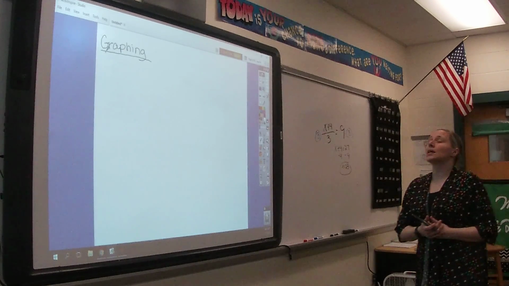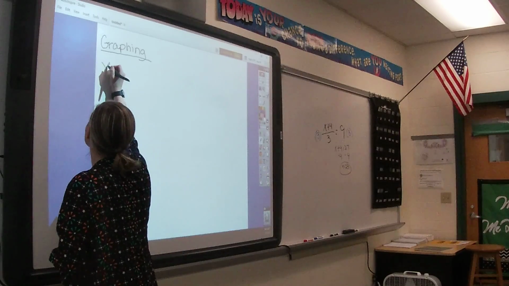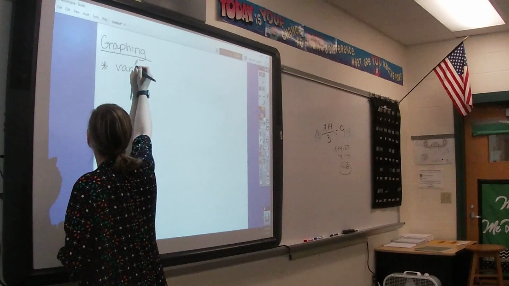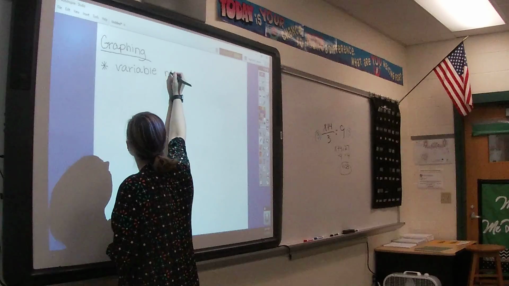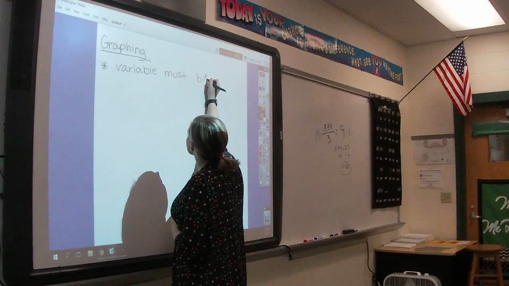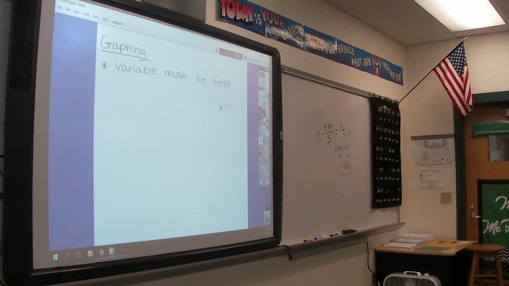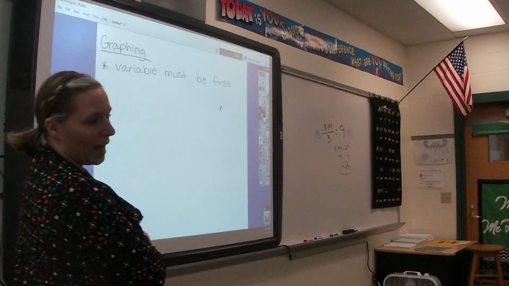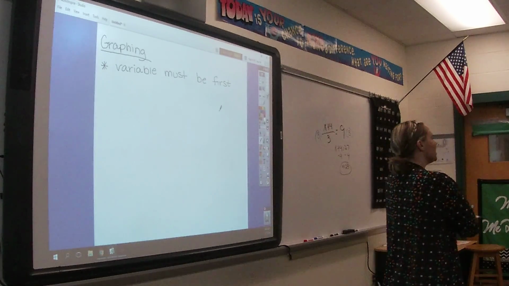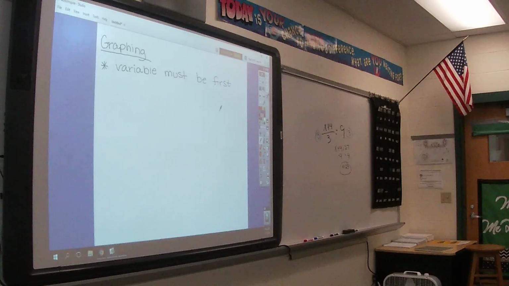The rule says that when we are graphing inequalities, the first thing is that the variable has to be first. A lot of the time, we'll talk about having something like x equals 2 and 2 equaling x being the exact same thing. That's not really a big deal because there's only one possible answer and we see it. It's a bigger deal when we're dealing with inequalities.